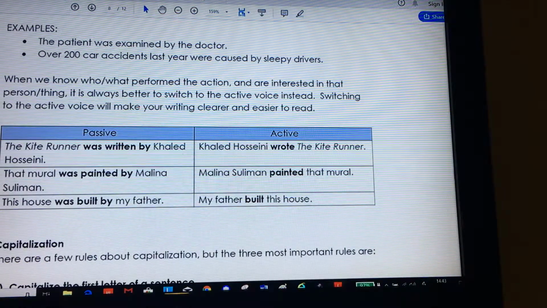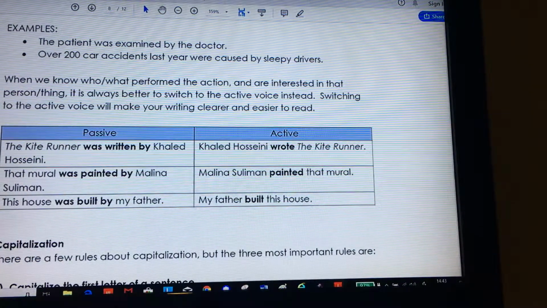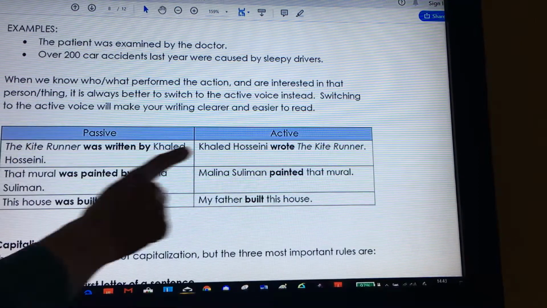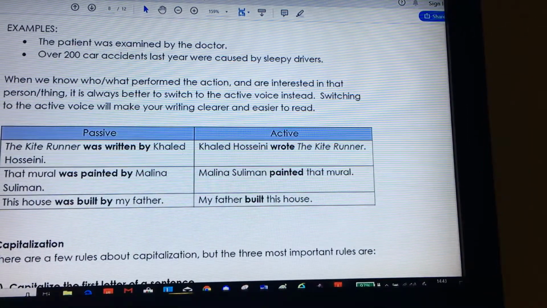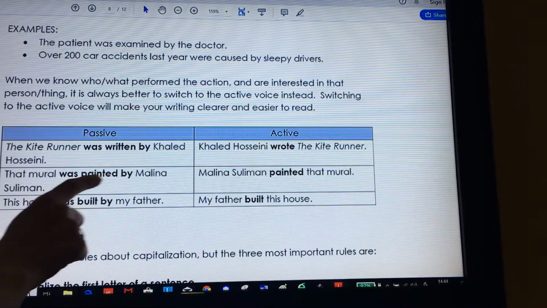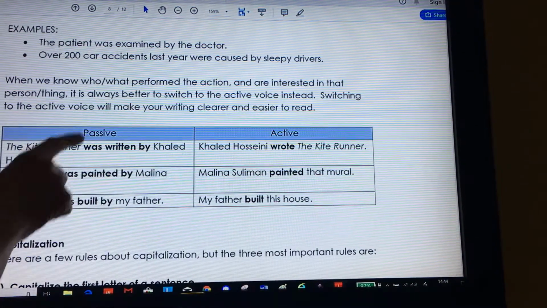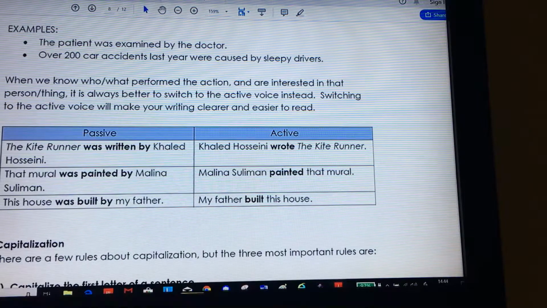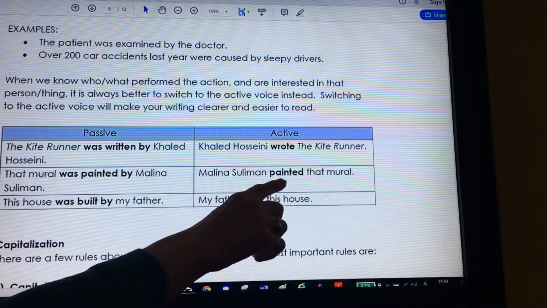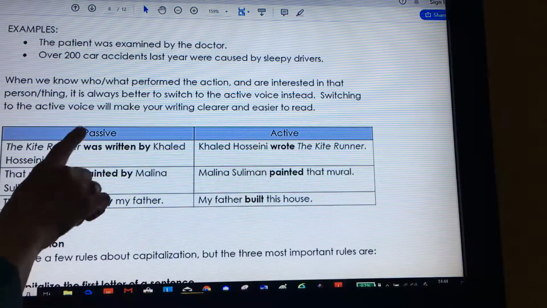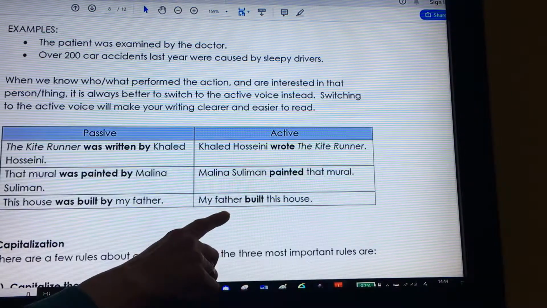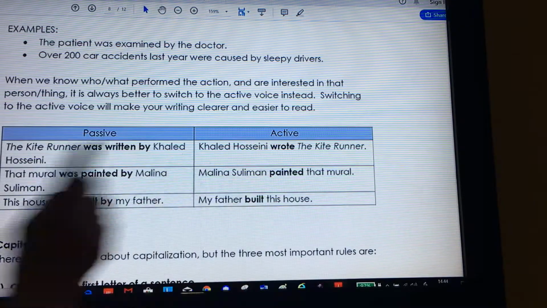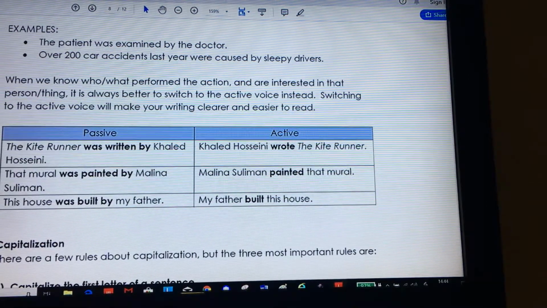And here I've given some examples. The passive voice for this is The Kite Runner was written by Khaled Hosseini. You can change it: Khaled Hosseini wrote The Kite Runner. That mural was painted by Melina Suleiman. That's the passive voice. Let's change it: Melina Suleiman painted that mural. And then this last one, the house was built by my father. Change it to active voice: my father built this house.